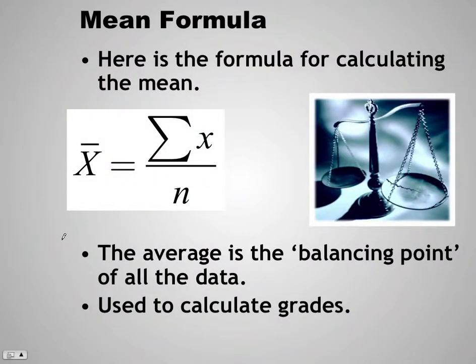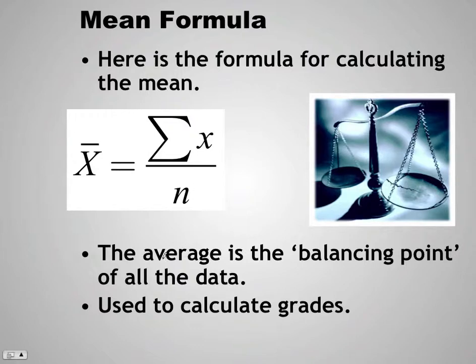So here's the mean formula. And it's just a mathematical way of saying add them all up and divide by how many there are. Okay, so this is a sigma, capital S, and it means sum. Sum them all up. So add up all of your x values and divide by n, and n is the number of how many there are.